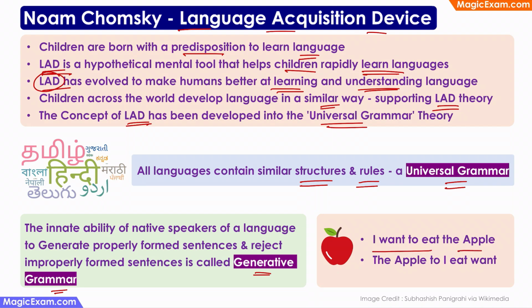Because the child seems to know what is the correct syntax, what is the correct way to use these words. The child can use the apple to I want eat. Right? Now that wouldn't have made sense, and the child is not going to use a sentence in such a way. So how does the child know what is the proper way of using those words to convey a meaning? And that is probably because of this concept of generative grammar, where humans are generating the grammar in their own brain, which seems to be connected with the language acquisition device. So this is Noam Chomsky's LAD theory.